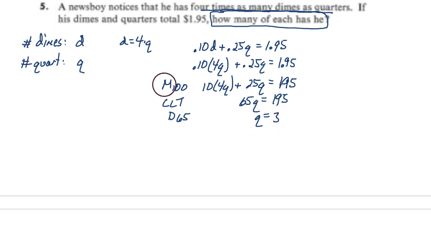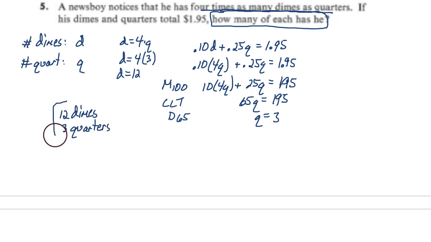To find the answer for D, go back to our first equation and replace the q with the number 3. And we see that D equals 12. So we have 12 dimes and 3 quarters. It's important on a word problem that you clearly write the answer with the correct units of measure. Don't just leave it as D equals 12 and someplace else Q equals 3. That's not clear communication of what you're doing.